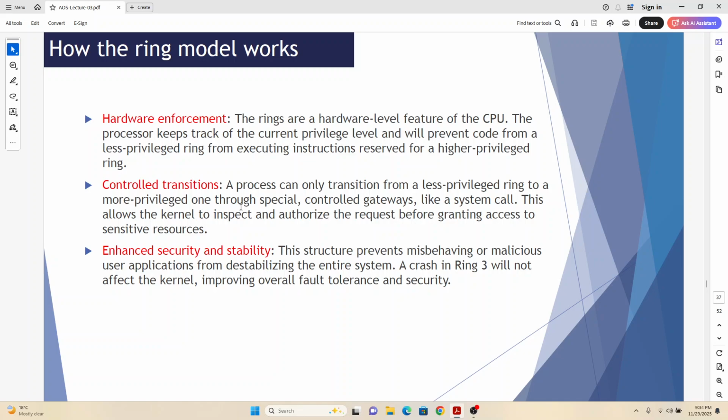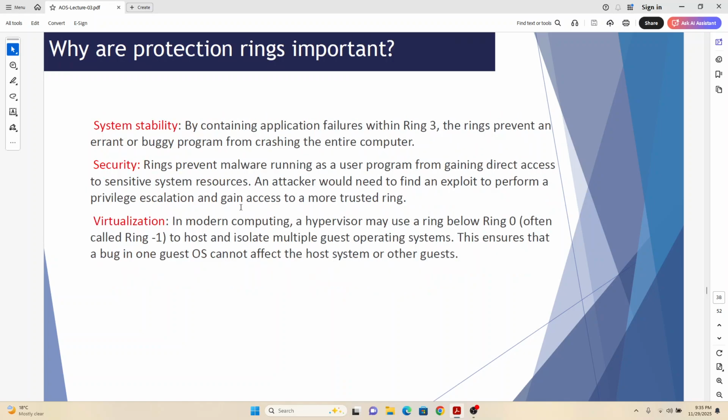How does the ring model work? The rings are hardware level features of the CPU. The processor keeps track of the current privilege level and will prevent code from a less privileged ring from executing privileged instructions. So we have control transitions between the ring layers, and as I told you, it enhances the security and stability of the operating system.